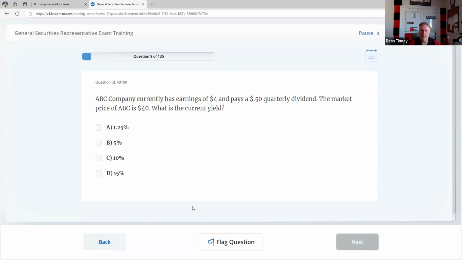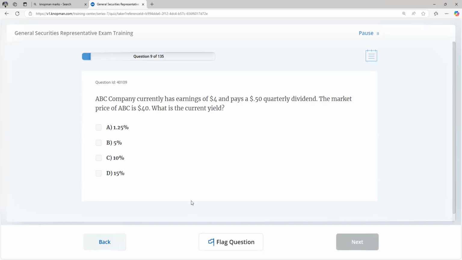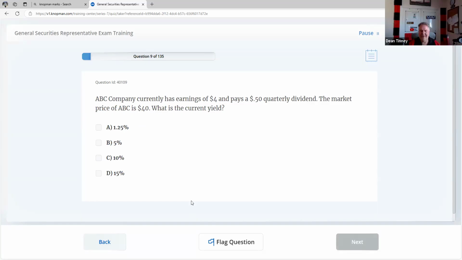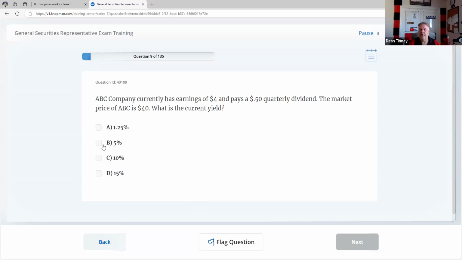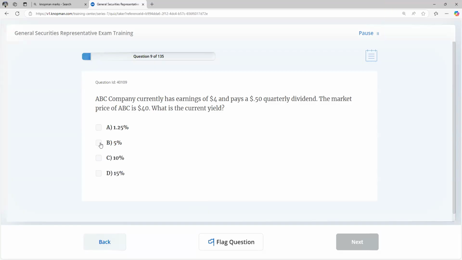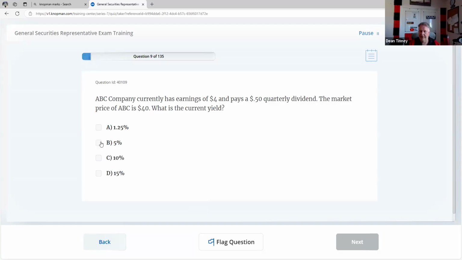ABC currently has earnings of 4 and pays a quarterly dividend of 50 cents. The market price is 40. What is the current yield? Is it 5%? Yeah, that's right. The annual dividend, in this case, is going to be $2, divided by market price. So what it pays us, $2, by what it costs us, $40, that's 5%.